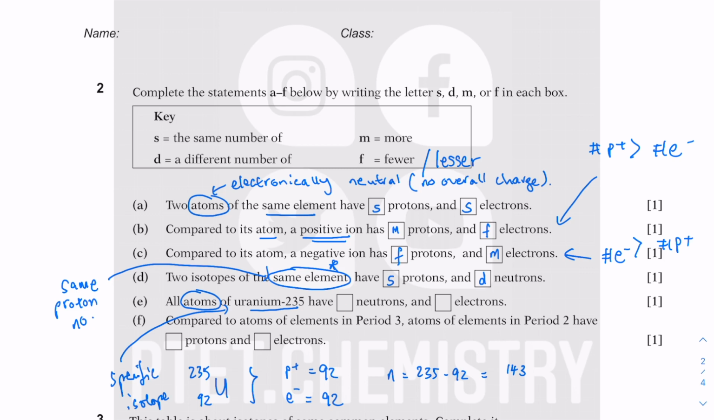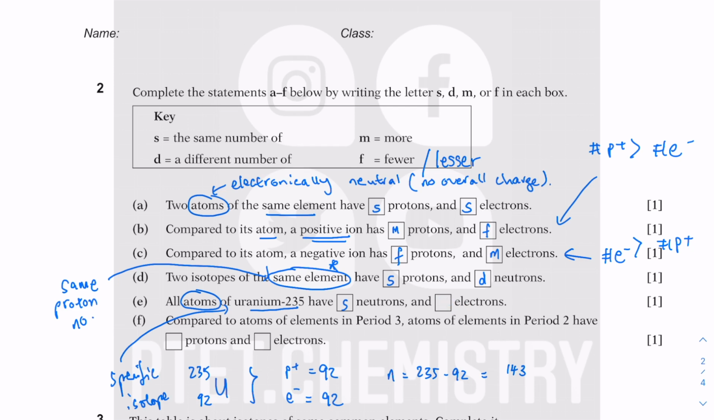But then again, it's not a fill in the number, it's actually complete the statement by writing each of the letters. So 92 electrons versus 143 neutrons. All atoms of uranium-235 will have the same number of neutrons, because they are all uranium-235, so all of them will have 143 neutrons, and all of them will have 92 electrons, because all of them are atoms, and all of them will have no overall charge, and all of them will have proton number 92, so you have 92 electrons.